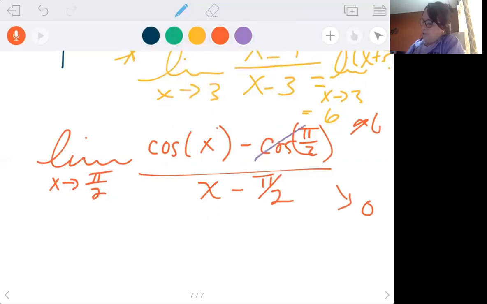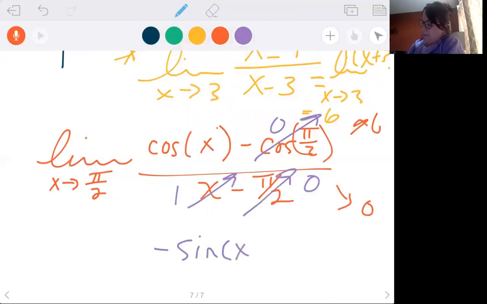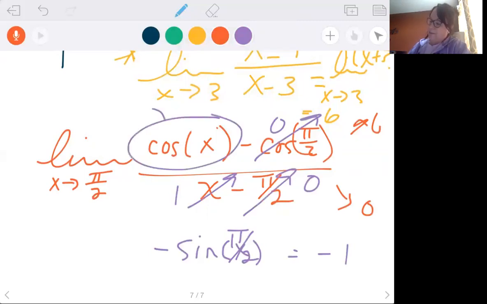Because when you L'Hopital, the derivative of a constant is 0, derivative of x with respect to x is 1, derivative of cosine is negative sine x. At pi halves, we'd have negative sine pi over 2, right? Sine pi over 2 is 1, we get a negative 1. That's the derivative of f of x at pi halves.